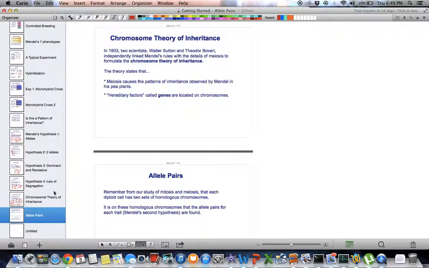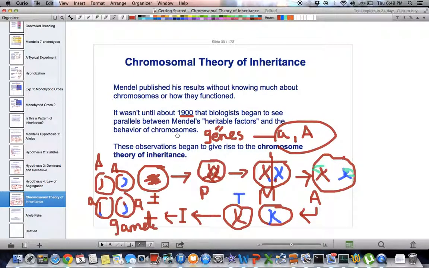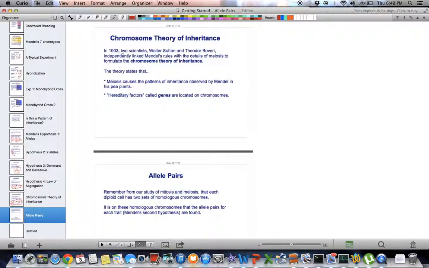Alrighty, let's go on to the next slide, which is our last, and summarize our chromosomal theory of inheritance, which is what we just went through over here. Basically it told us that Walter Sutton and Theodore Boveri independently linked Mendel's rules with the details of meiosis to formulate this rule of inheritance. And meiosis caused the pattern of inheritance observed by Mendel in his pea plants, which we call his hereditary factors to be genes.